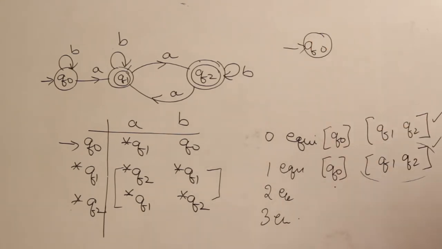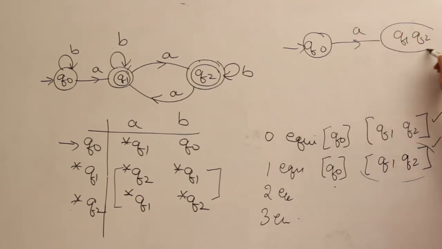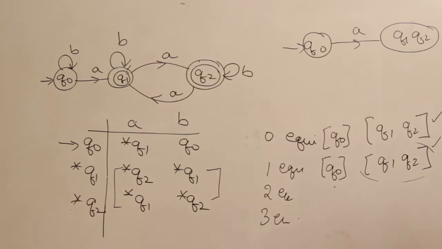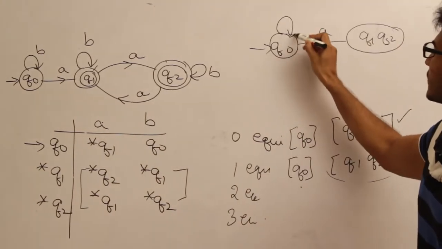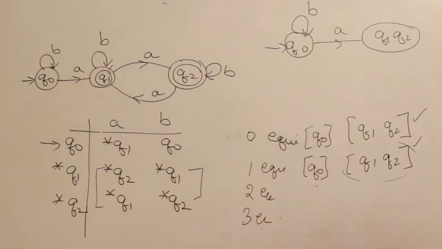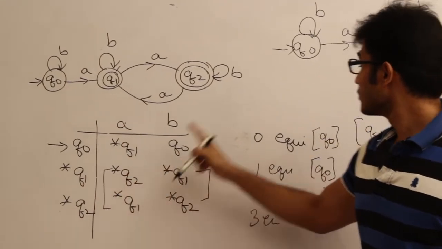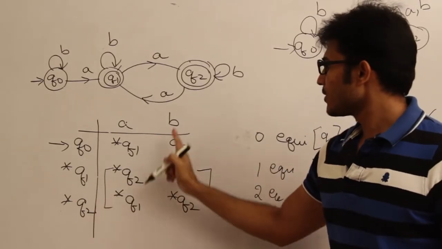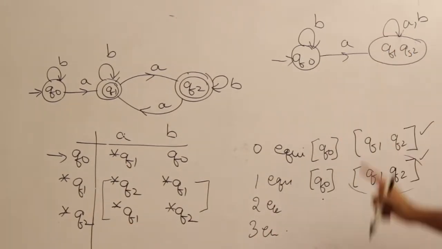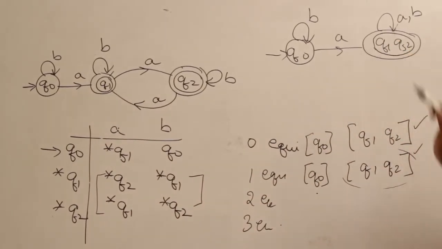If you have to draw the transition diagram: Q0 on A goes to Q1, Q2, and these two will be in one state. Q0 on B goes to itself. Q1 on A goes to Q2, Q1 on B goes to Q1, Q2 on A goes to Q1, and Q2 on B goes to Q2, same, right? So this is the final state also.